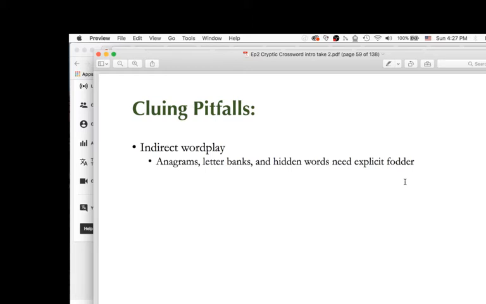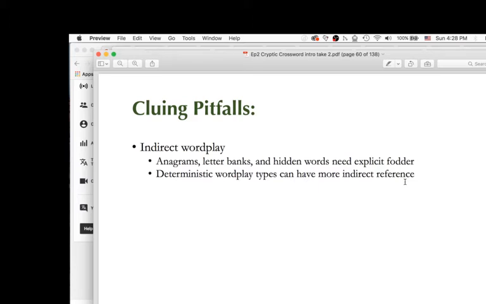So, more generally than saying anagrams, letter banks, and hidden words need explicit fodder, I would say that deterministic wordplay types, that is, if you have some kind of wordplay going on and you know what the constituent parts are and there is only one way to put them together by your wordplay to get the answer, you can have more indirect reference.